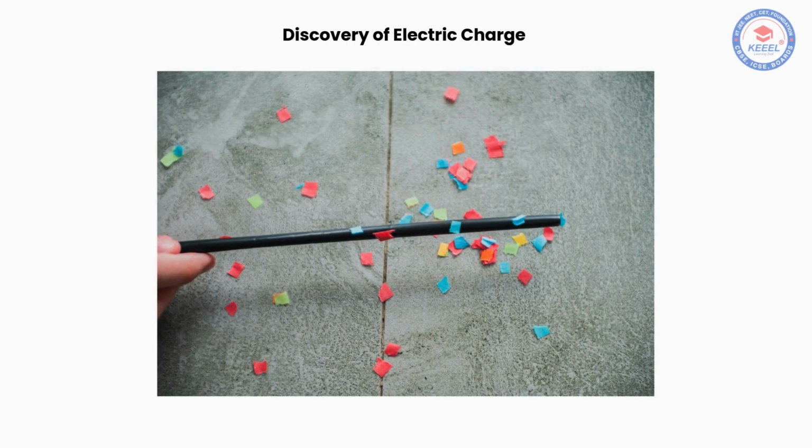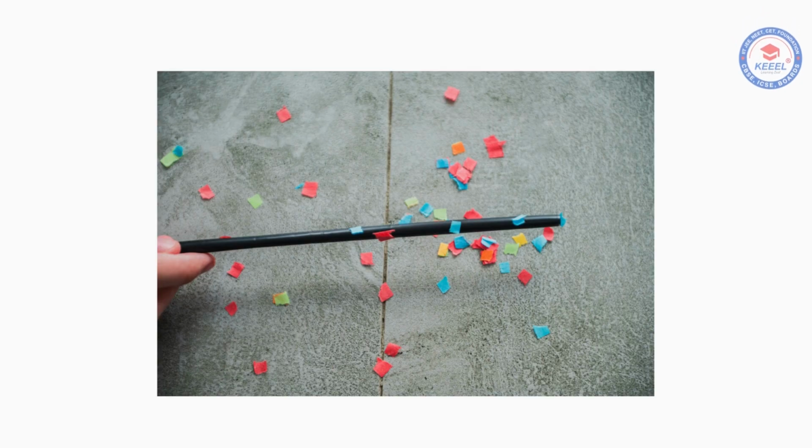Discovery of electric charge. Long ago, a Greek philosopher named Thales noticed something interesting. He saw that when amber, a type of stone, was rubbed with fur, it could attract tiny objects. This led to the discovery of electric charge, the force behind static electricity.